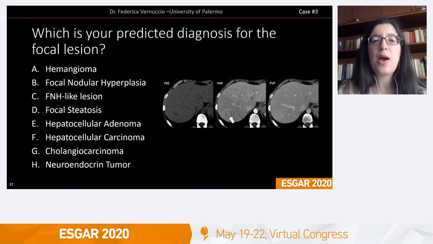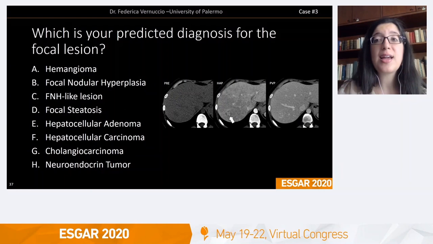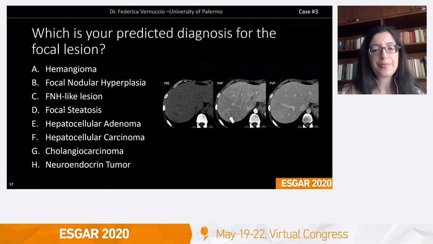I want to ask you now, what is your predicted diagnosis for this focal liver lesion? I will give you 30 seconds from now to answer the question. Is it a hemangioma, a focal nodular hyperplasia, FNH-like lesion, focal steatosis, hepatocellular adenoma, hepatocellular carcinoma, cholangiocarcinoma, neuroendocrine tumor? I will give you those seconds to answer. Please go to the chat. I want all of you to answer this question.